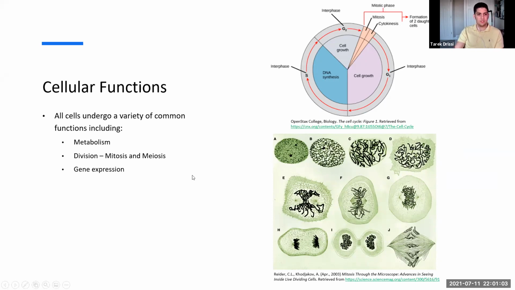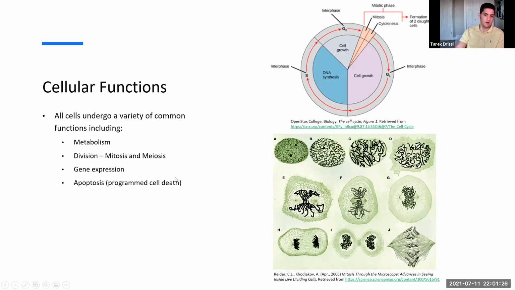Next, we have gene expression. So all cells express their genes except for a few types of cells that lose their genome. Actually, I think red blood cells don't have a nucleus when they're mature, but that's very specific. Almost all cells express their genes, and through gene expression, they produce proteins. I'll explain that more later.